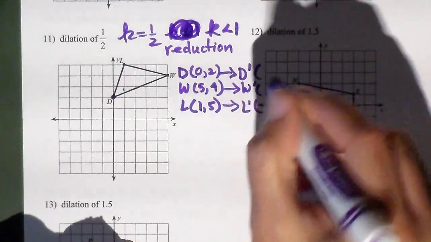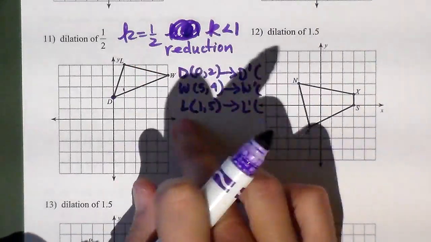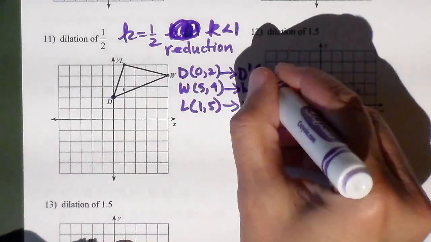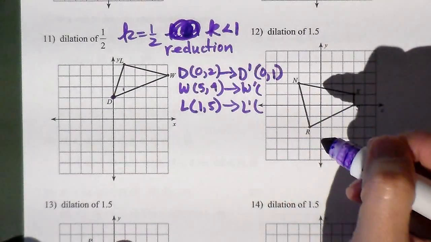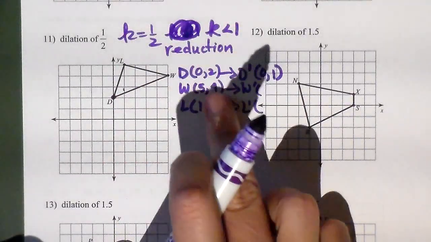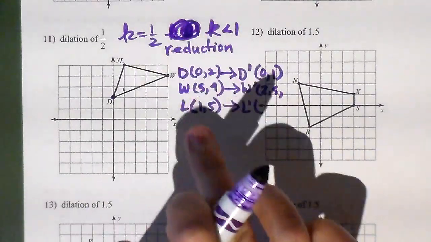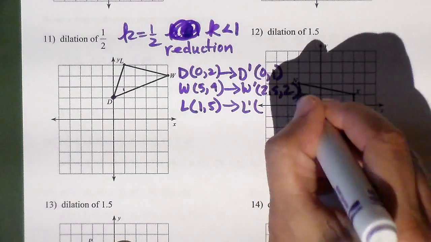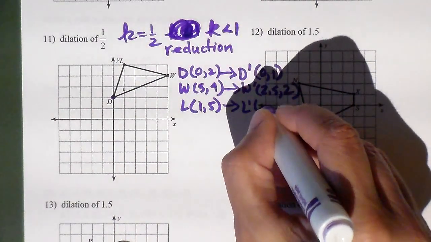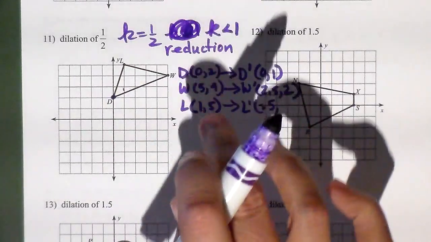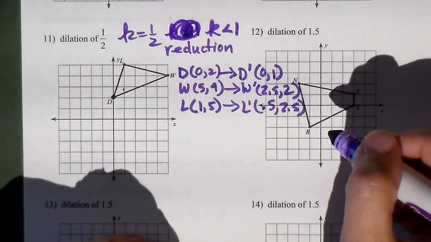All right. Let's look at D. Let's apply the 1/2. Basically, that means, remember, we're multiplying everything by 1/2. So what's 1/2 times 0? 0. What's 1/2 times 2? 1. What's 1/2 times 5? 2.5. What's 1/2 times 4? 2. What's 1/2 times 1? 1/2, or 0.5. And 1/2 times 5? 2.5. So let's graph our new one and see where it is.